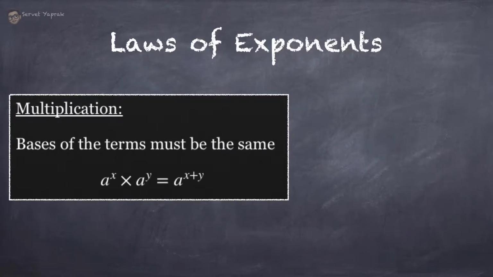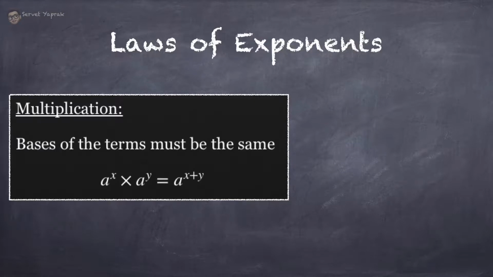Let's quickly go over the laws of exponents. So this is multiplication. If the bases are the same, a to the power of x times a to the power of y equals a to the power of x plus y. So we add the powers together.